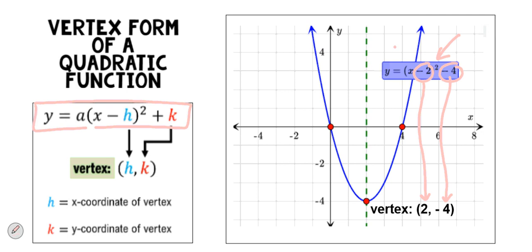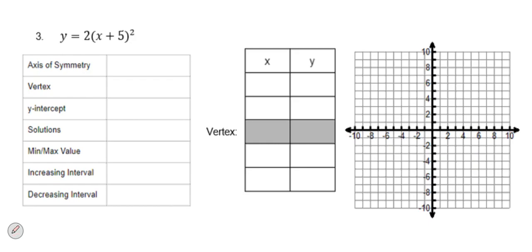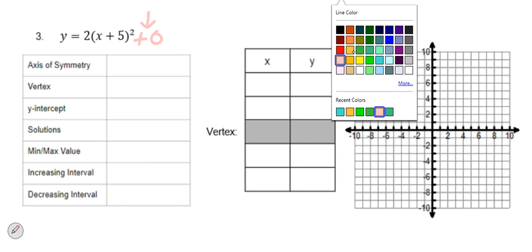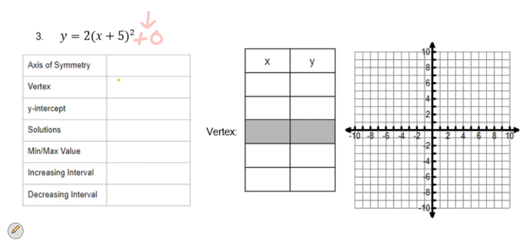Sometimes I like to say, when you're by your x, you act the opposite of how you feel. Think about that, see if that helps you. So when we go back to this, we don't have a number here. If we don't have a number, we're going to put +0. So our vertex is going to be the opposite of +5, so -5, comma, and we're going to bring the 0 down.